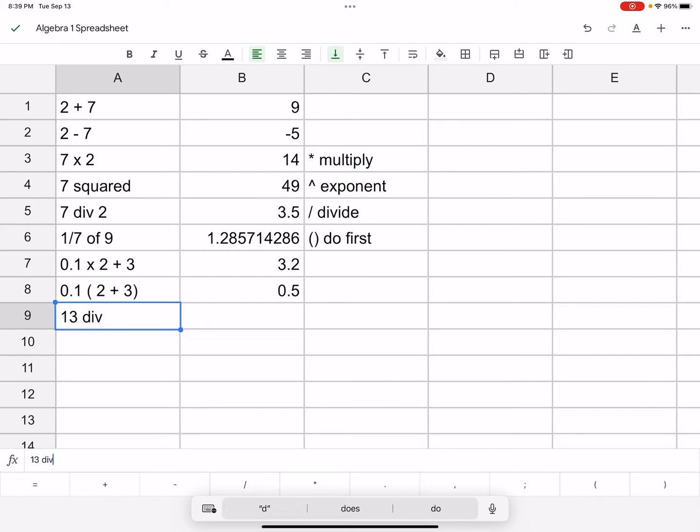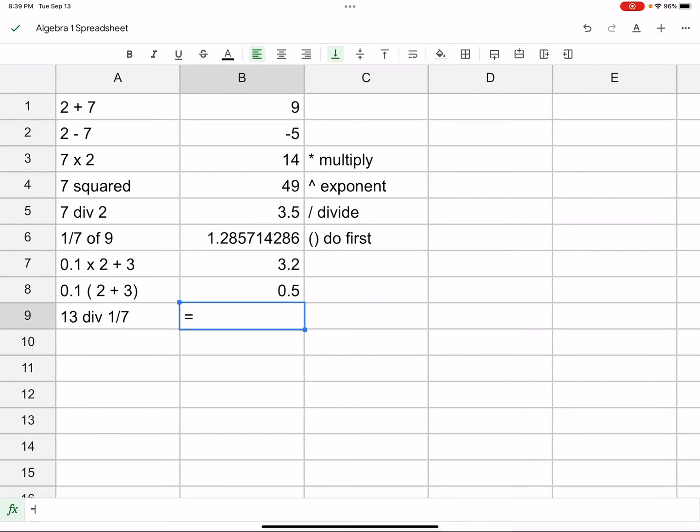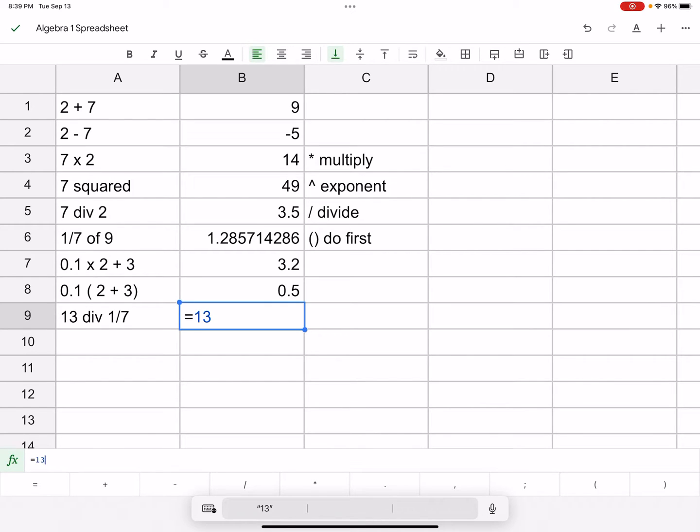Next we have 13 divided by 1/7. So we would say equals 13, and then in parentheses 1 divided by 7. So 13 is going to be divided by 1/7, just like that.